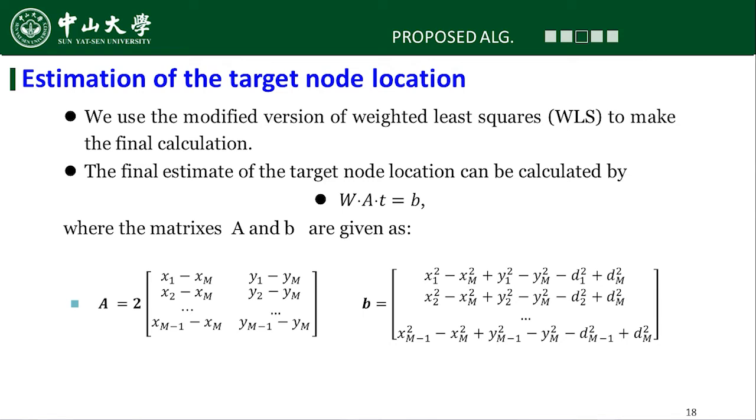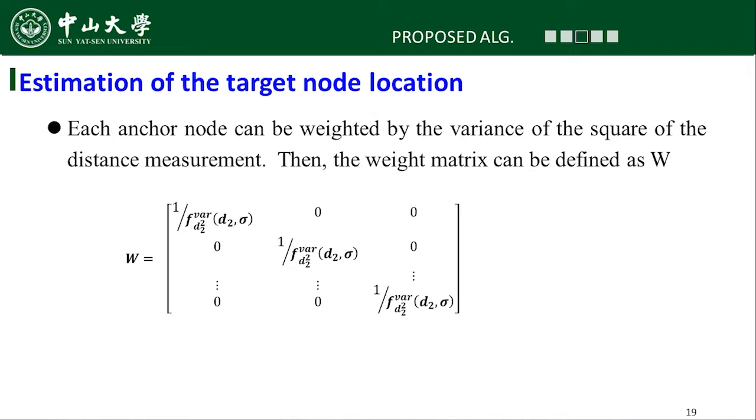So we use the modified version of the weighted least square errors to make the final calculation. The final estimate of the target node location can be calculated by, where the matrix W and B are given as follows. Each anchor node can be weighted by the variance of the square root of distance measurements.